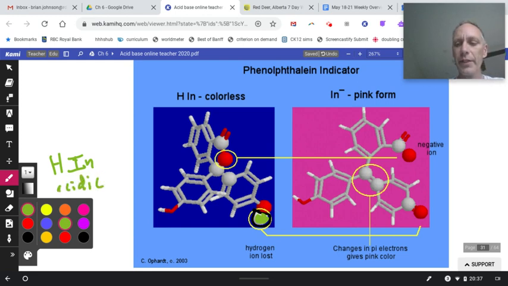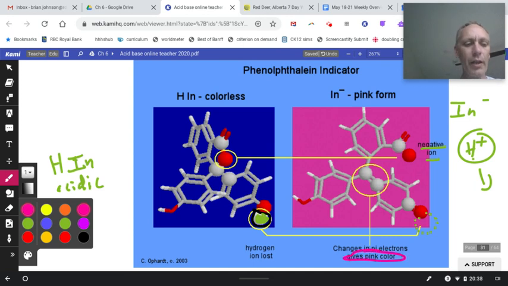When it loses it, so it was sitting right here, when it's gone, it's a negative ion. It's In minus. That H plus has left the building, and it changes the shape of the molecule. The oxygen moves around and makes a new bond, and the molecule now reflects a different color of light. And so for this molecule, we see that it is now giving us pink, whereas before in its acidic form, it was colorless. Okay, colorless and acidic, pink in its basic form.